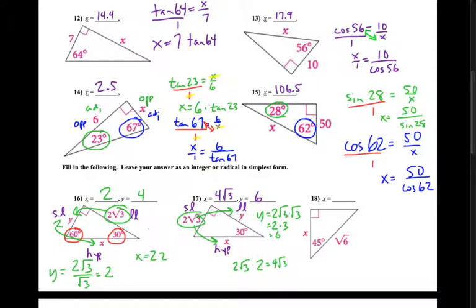Number 18 is a 45, 45, 90 triangle, thanks to the 45 degree angle right there. So 6 is the hypotenuse. To go from the hypotenuse to the short leg, we divide. Bigger thing to smaller thing, divide. Smaller to bigger, you'd multiply. In this case, we divide by the square root 2. Because both those numbers are inside the radical, we get the square root 3 for our answer.